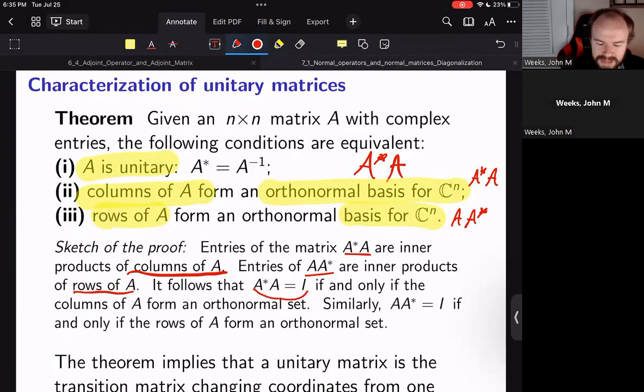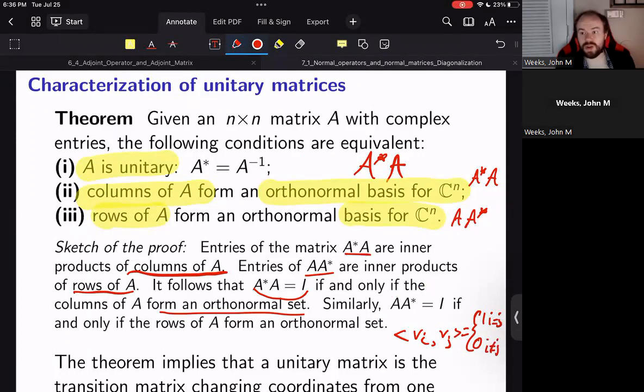So whenever this A star A is equal to the identity, that's true if and only if the columns of A form an orthonormal set. Remember, this was our picture of v_i comma v_j, and this is going to be 1 if and only if i is equal to j, and it's going to be 0 at any other time. And that happens exactly when you have the identity when you multiply these two matrices together.